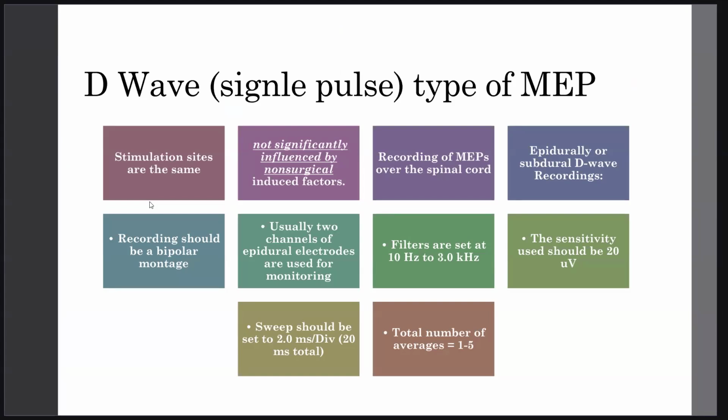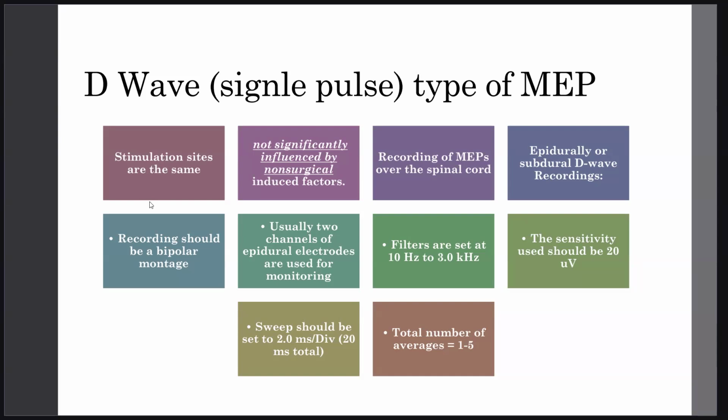Before reaching the alpha motor neuron, it's called direct waves, D wave. Either you stimulate the spinal cord and record from the spinal cord, or you stimulate the cortex, same as the muscle response, and you record from the spinal cord. Each of these types has its specific indication and limitation. What is good about the D wave is that it is not influenced by non-neurosurgical factors. It is not influenced by patients with muscle disease, with liver disease and fatty muscles, or with neuropathy.